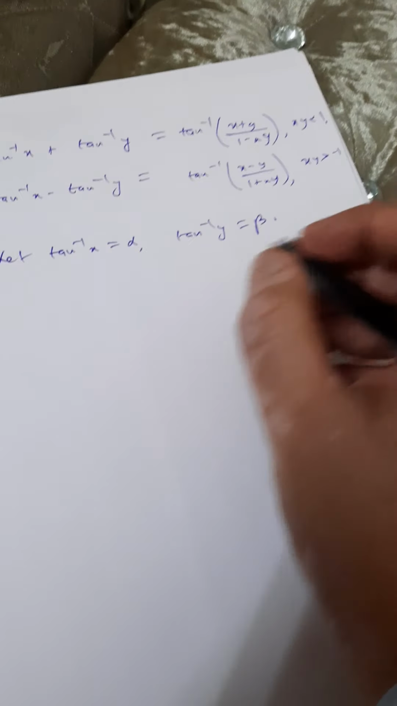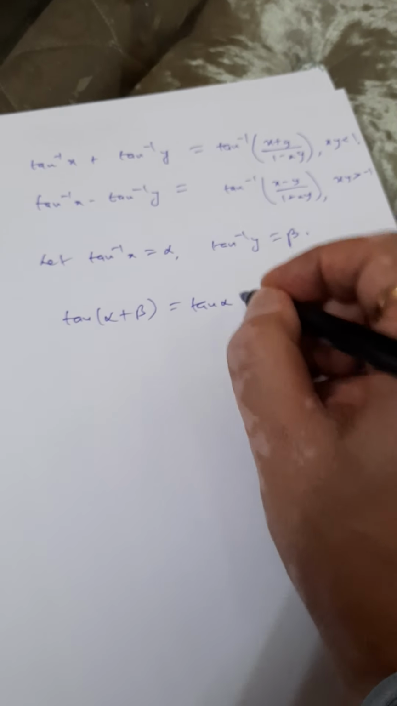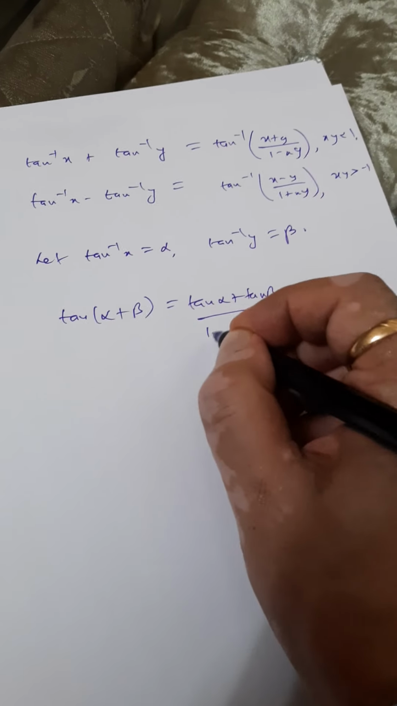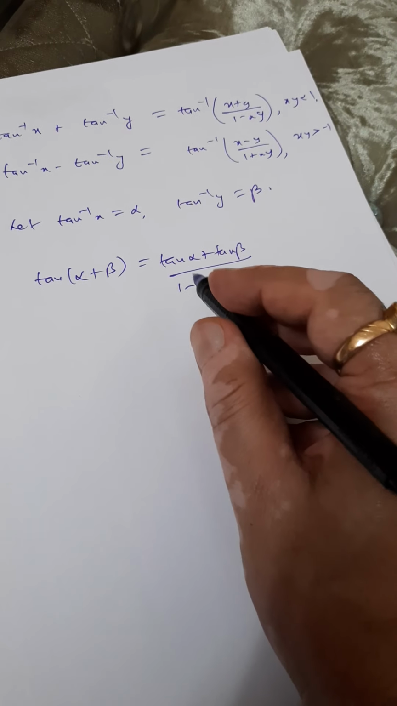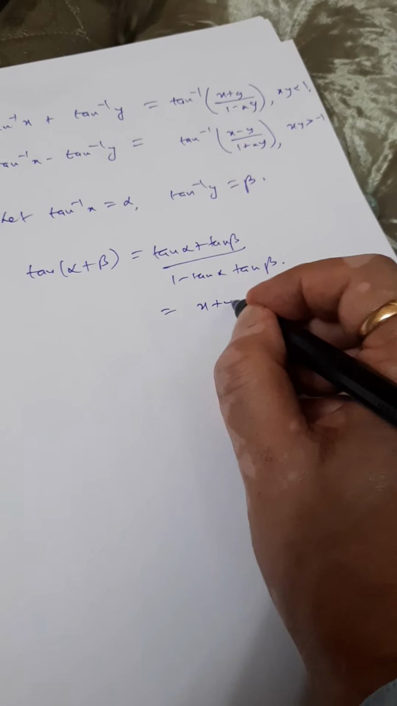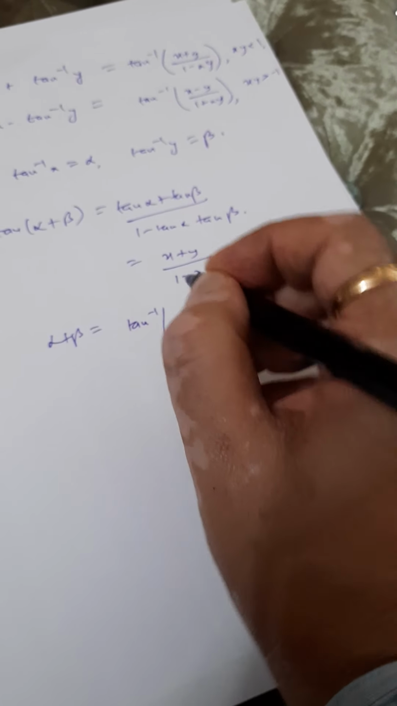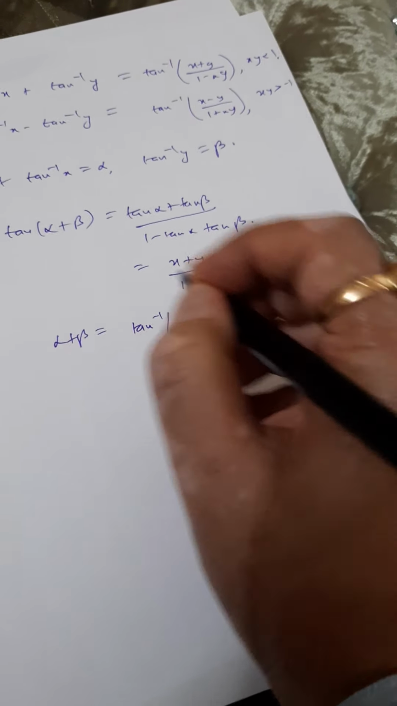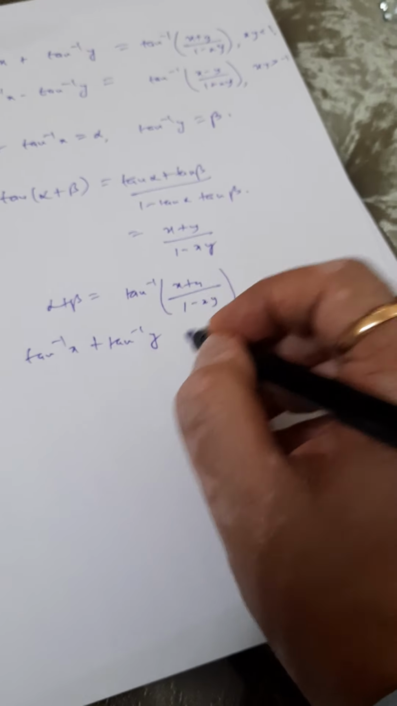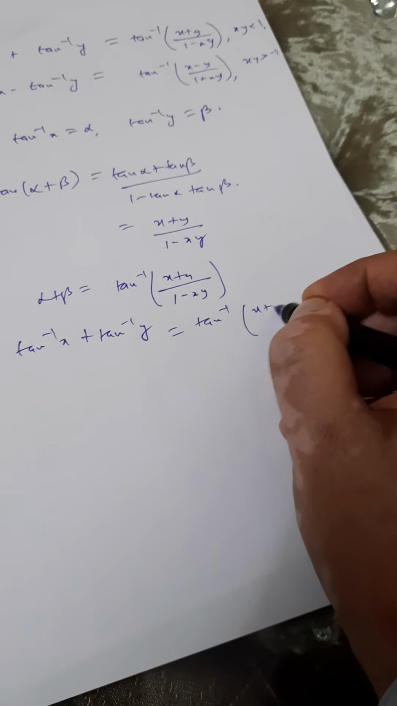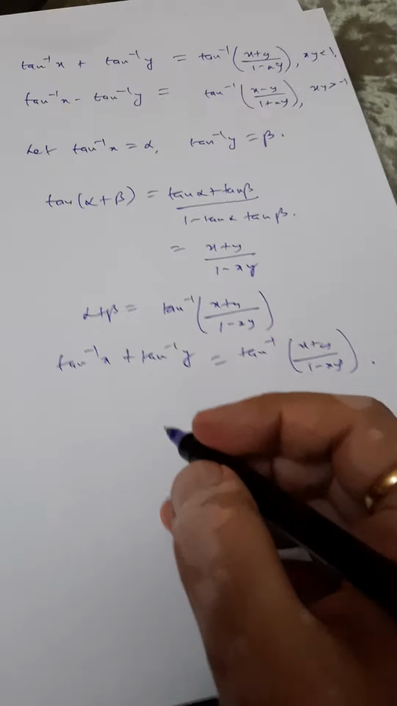So, you have this. Now, you know tan of alpha plus beta is tan alpha plus tan beta upon 1 minus tan alpha tan beta. Now tan alpha is x, tan beta is y, upon 1 minus xy. So alpha plus beta is tan inverse of (x plus y) upon (1 minus xy). Now alpha is tan inverse x and beta is tan inverse y. So tan inverse x plus tan inverse y is tan inverse of (x plus y) upon (1 minus xy). So you have the fifth set of the form.